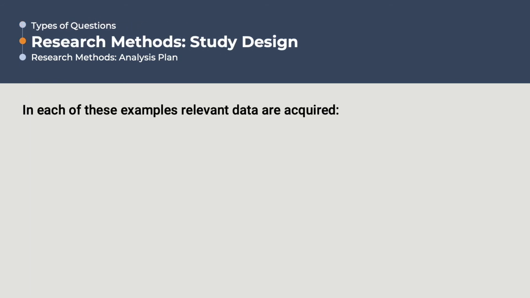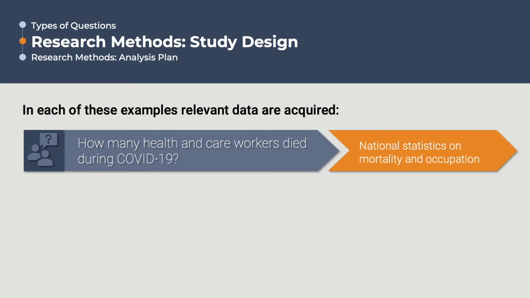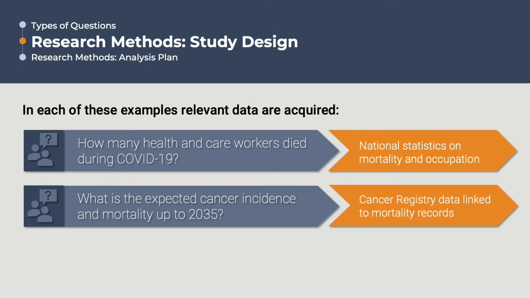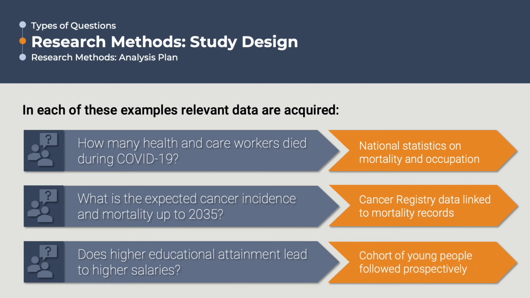In each of these examples, relevant data were acquired. For the first question on how many health and care workers died during COVID-19, the authors used national statistics on mortality, occupation, and infection. To answer the second question on the expected cancer incidence and mortality up to 2035, the authors used cancer registry data linked to mortality records. And for the third question, does higher educational attainment lead to higher salaries? The authors used a cohort of young people followed prospectively from 1979 to 2018.